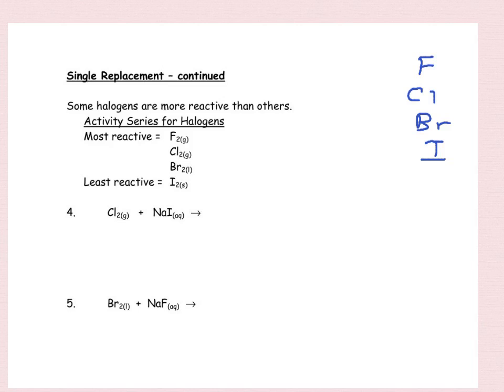Therefore, when you're looking at a question, you've got to always make a judgment call. Will it happen? Will it not? In example number 4, chlorine as a gas, is that gas going to be higher in the table than what it's trying to replace, the iodine? And yes, it is. Therefore, it will proceed. It will be spontaneous. You're going to get the iodine coming out as a diatomic and as a solid.